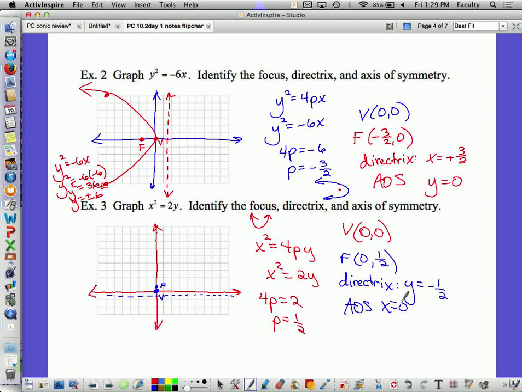Then let's get 1 point. X squared equals 2y. How about doing y is 2? If y is 2, then x is plus or minus 2. So that's 2, 2 and -2, 2.